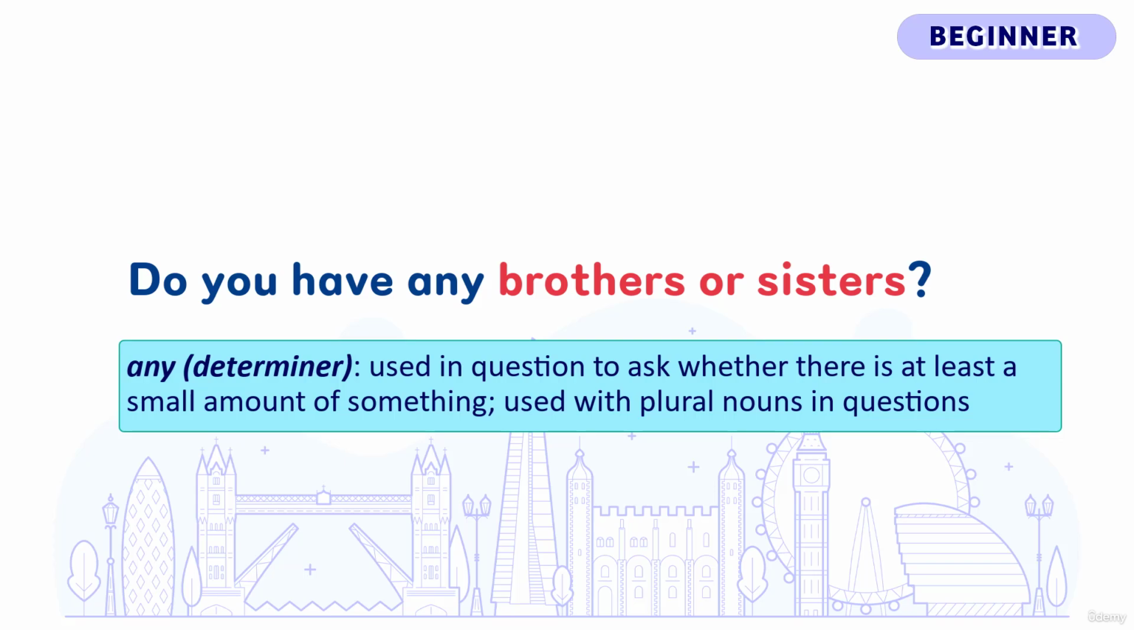of something. So if we asked, do you have any pens? We're asking if the other person has at least one pen. This means that in this question, we're asking if the other person has at least one brother or one sister. After any, if the noun is a countable noun, we use the plural form of that noun. So in this question, we have used brothers and sisters.